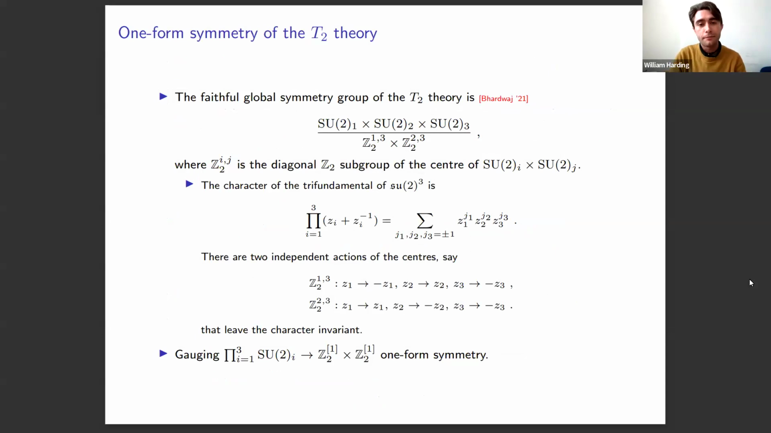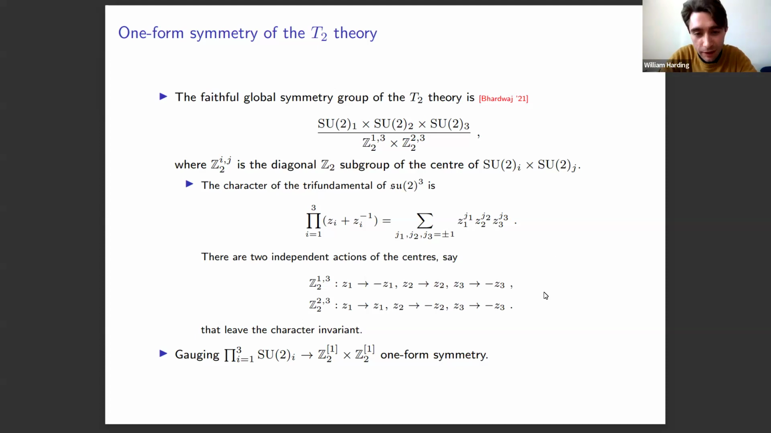Okay, so now let us go on. I want to study the one-form symmetries of this class of theories. In order to do so, let us start by considering simply the T2 theory with no gauging. Now, the faithful global symmetry group of the T2 theory is SU2 times SU2 times SU2 mod Z2^(1,3) times Z2^(2,3), where Z2^(i,j) is the diagonal Z2 subgroup of the center of SU2_i times the center of SU2_j. Now, why is this relation true?